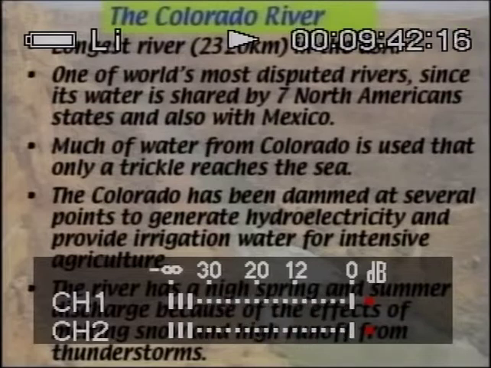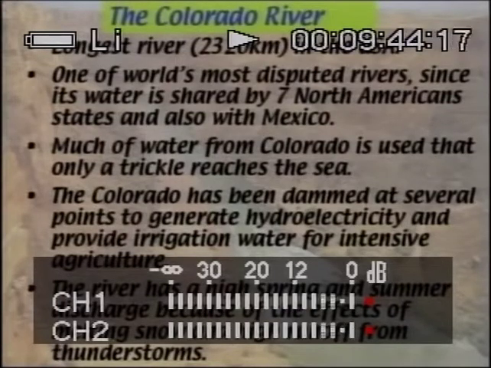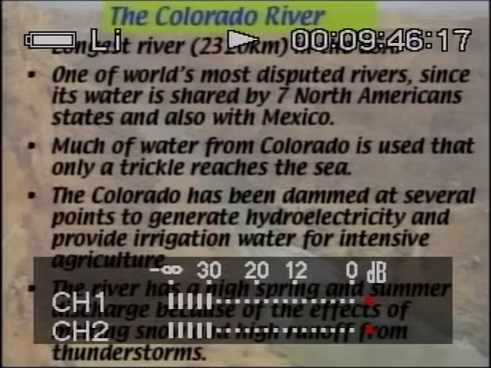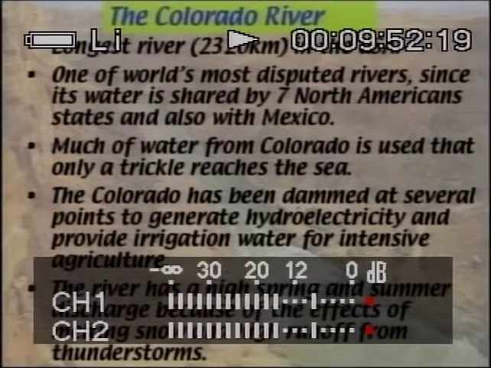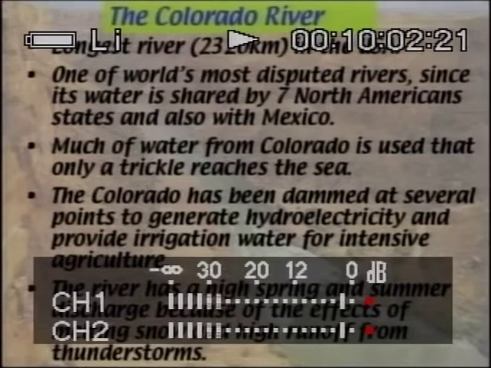Much of the water from Colorado is used that only a trickle reaches the sea. If you look at the information, 7 states of America use the water, and also Mexico. What we find is that all the water is used for irrigation and also for hydroelectricity. The flow down to the mouth of the river becomes smaller because it is being used.